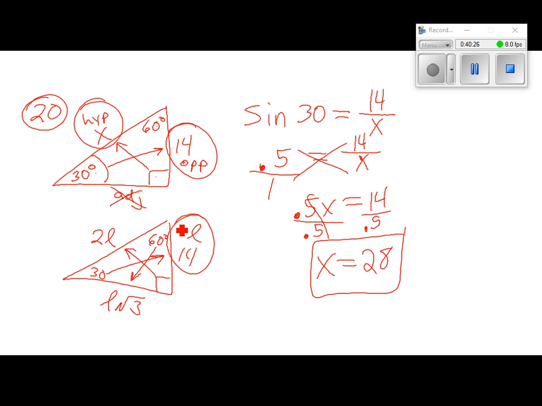We look at this right here, what's that tell us L equals? 14. We're trying to find this side. We don't care about this square root of 3 side this time. So if L is 14, what do I stick in place of L right there? 14. What's 2 times 14? 28. So that way, the 30, 60, 90 this time would have been a little simpler.